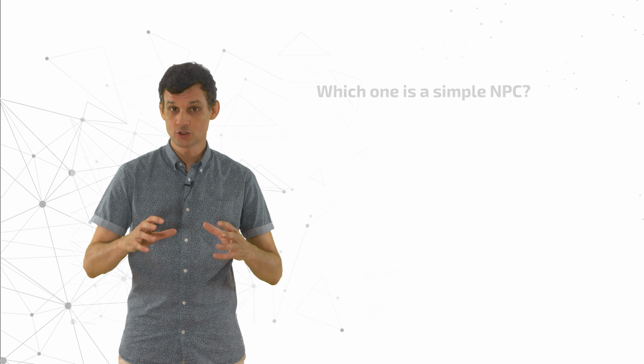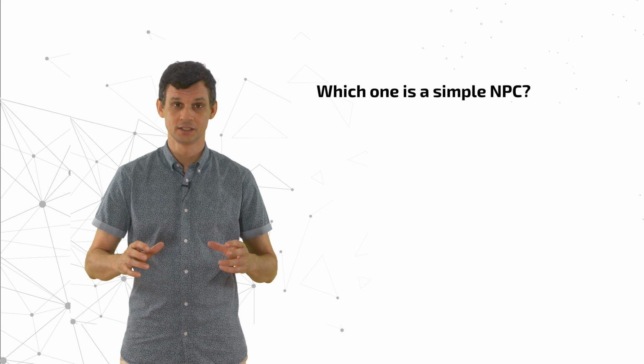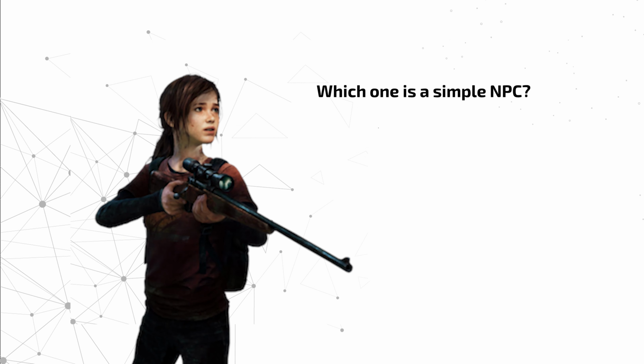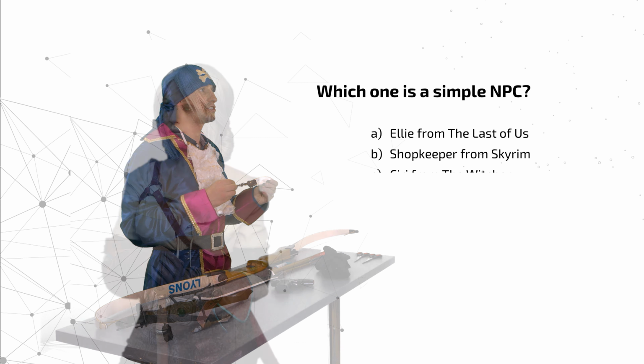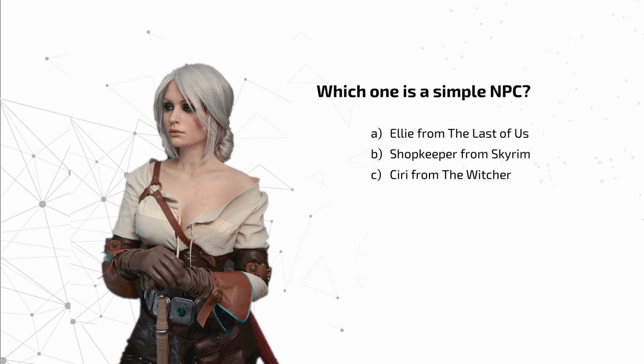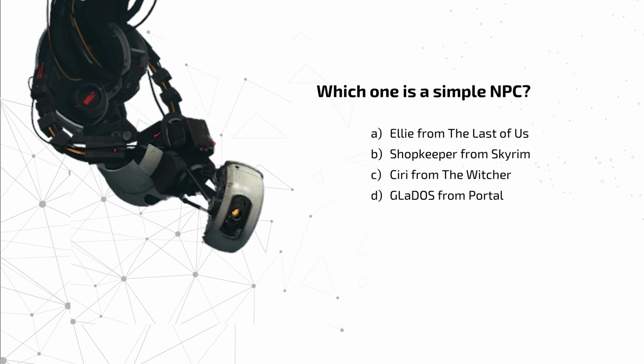Cut. At the end of the unit, you'll find several questions to test your knowledge. Here is one of the questions. Which one is a simple NPC? Is it Ellie from The Last of Us? Is it Shopkeeper from Skyrim? Is it Ciri from The Witcher? Or is it GLaDOS from Portal? What do you think?